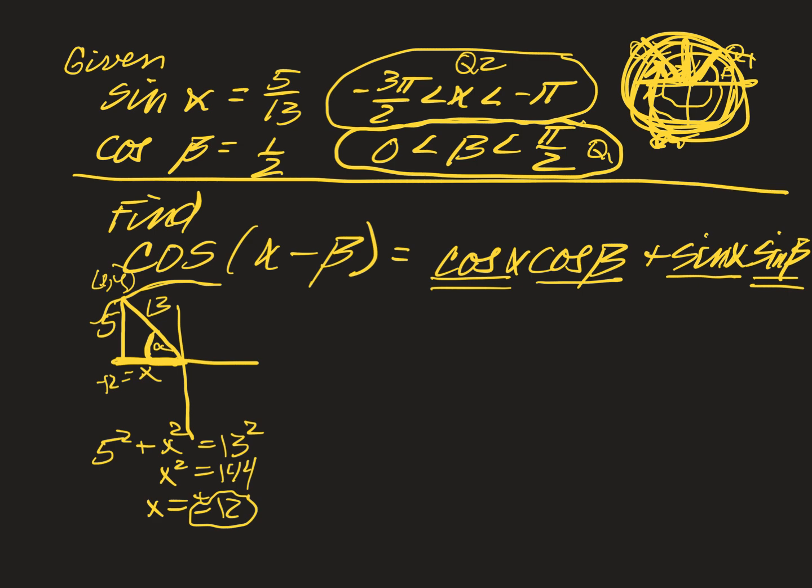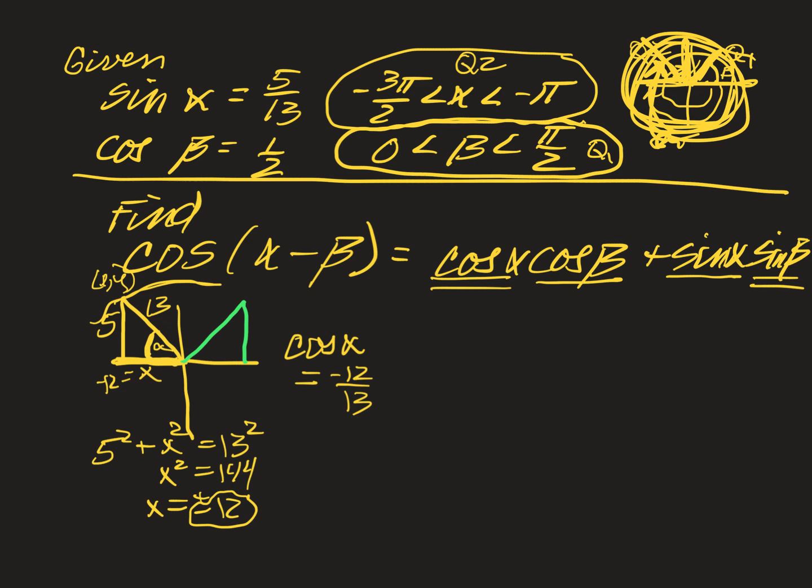Okay? So what does this tell me? This tells me that cosine of alpha is equal to negative 12 over 13. Okay? Now I'm going to draw the other angle. The other angle was in the first quadrant. Okay?